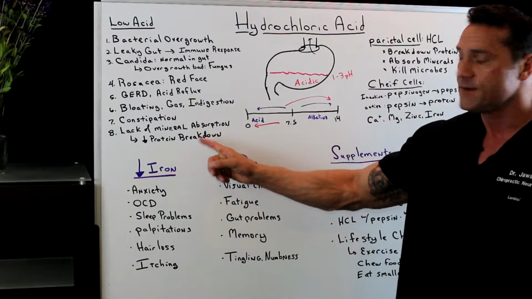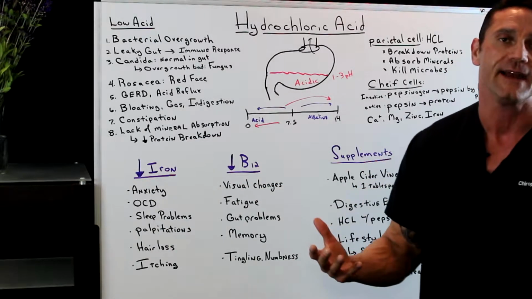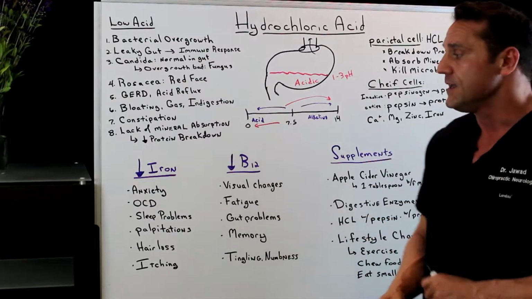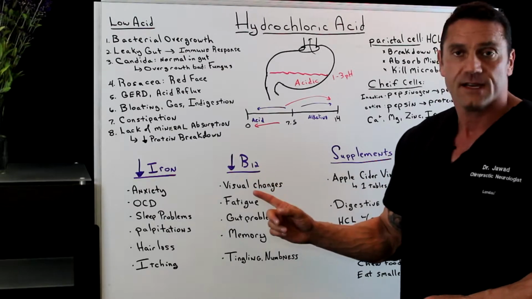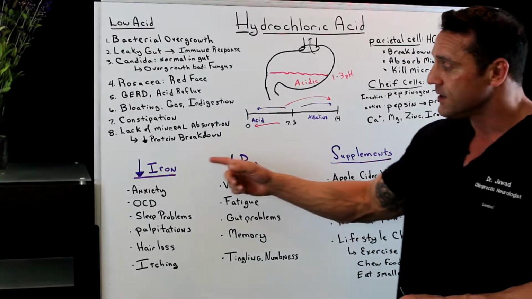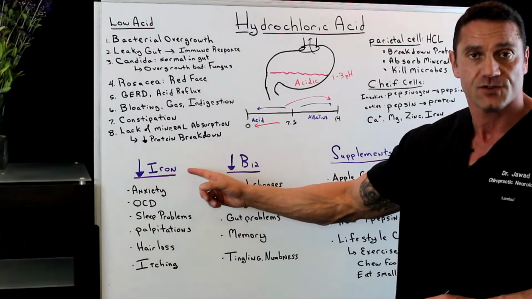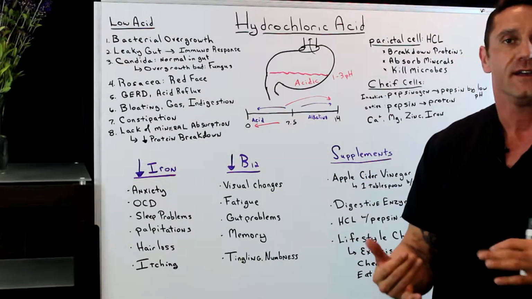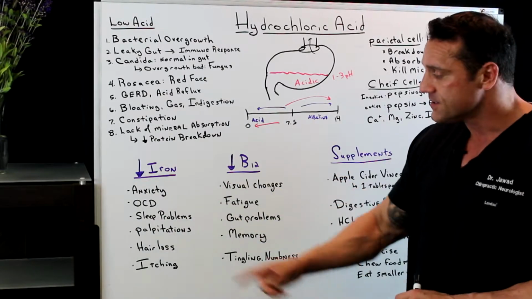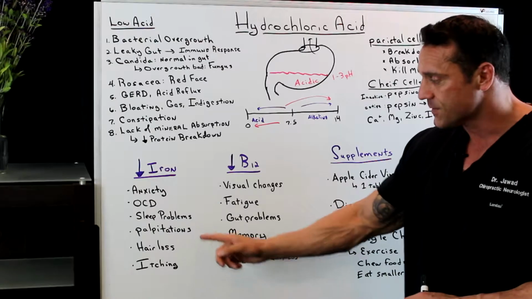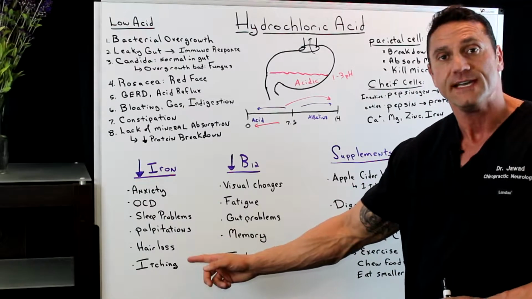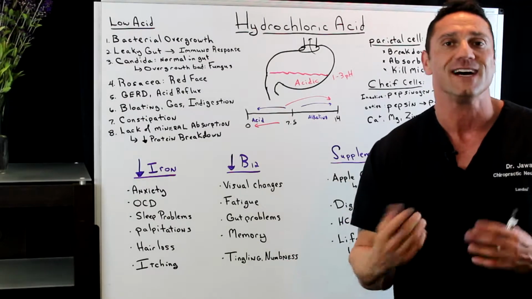Now we need the protein breakdown to help with our repair mechanism of like hair, skin, nails, and teeth, and so forth and so on. So a couple of things are broken down in the stomach and actually absorbed: iron and B12. Now if we have a decrease in iron absorption, this is where anxiety occurs, okay? This is where you get OCD. This is where you get sleeping problems. This is where you get heart palpitations. This is where you get hair loss and also itching, because again, you're not absorbing this iron.